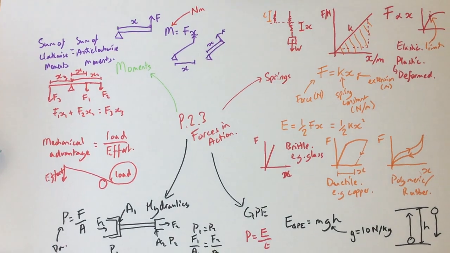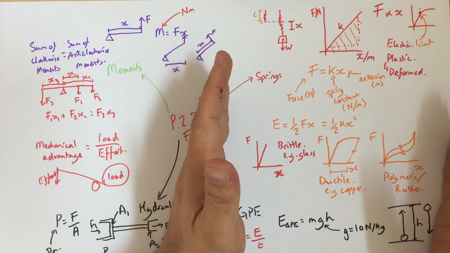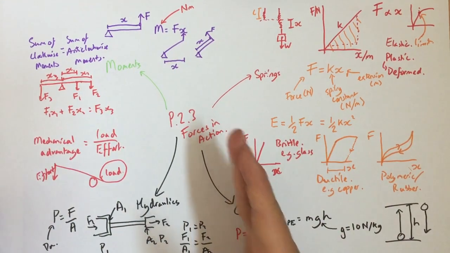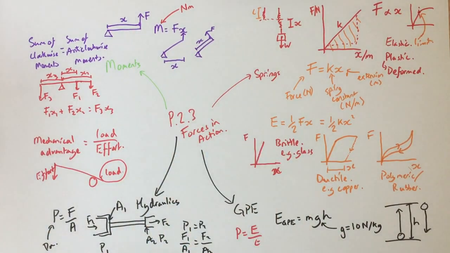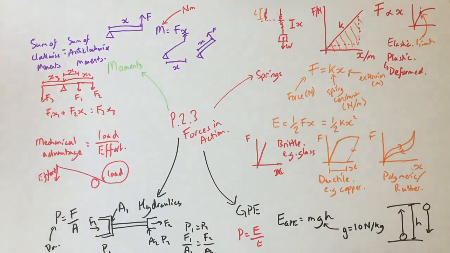So that's a summary of P2.3. This half, just to reiterate, is for combined science, and this half is for triple science as additional information. So springs, gravitational potential energy and weight, moments, and hydraulics.